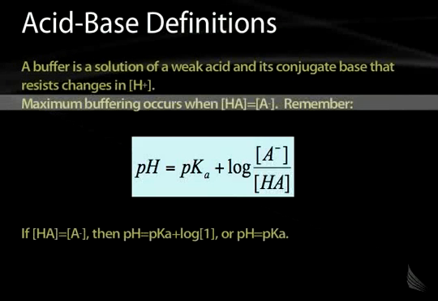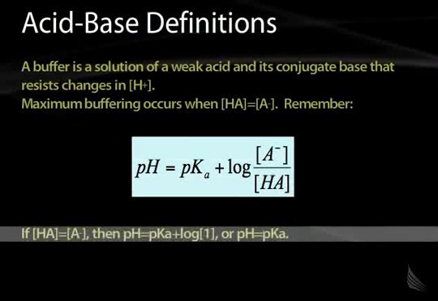Now, maximum buffering occurs when the concentration of the acid is approximately equal to the concentration of its conjugate base. So remember the Henderson-Hasselbalch equation. If HA is approximately equal to A minus, or the conjugate base, then the log of that is going to be 0, right? The log of 1 over 1, say, for example. And so pH will be roughly equal to pKa in that case.